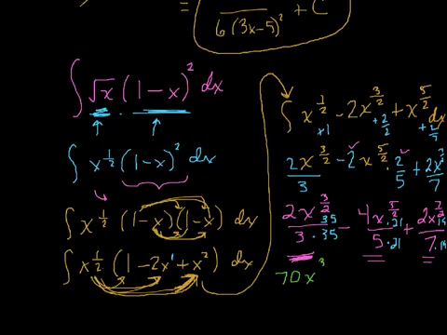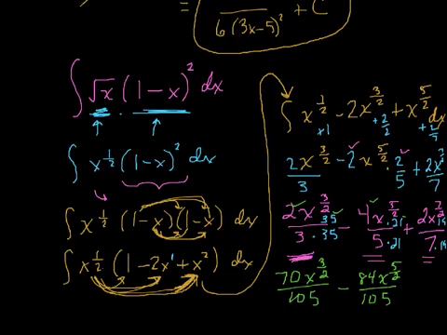70x to the 3/2 power over 105, right? Because you had your 2 times your 35. Minus 4 times 21 gives us 84x to the 5/2 power over 105.